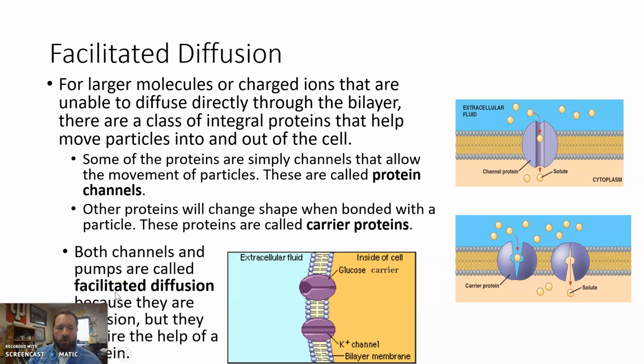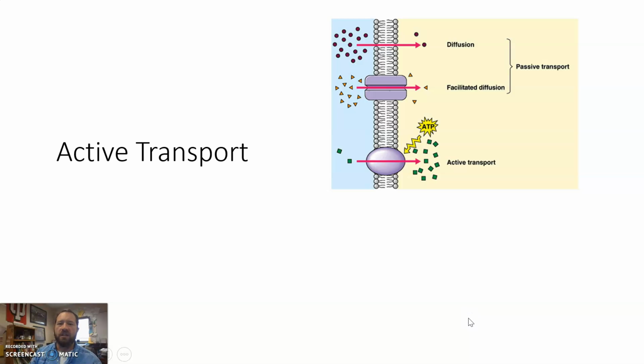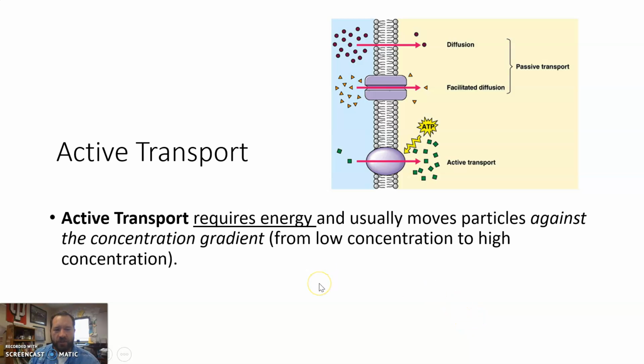So both of these are called facilitated diffusion because they are diffusion. We're moving from high concentration to low concentration, down the concentration gradient, and it's a natural process. It requires no energy, but the word facilitated comes in because it's facilitated by a protein. It's helped by a protein. So facilitated diffusion is diffusion with the use of a protein, whether that be a carrier protein or a channel protein. So that was passive transport, and next up we have active transport.